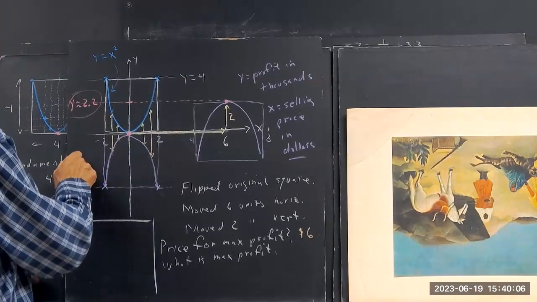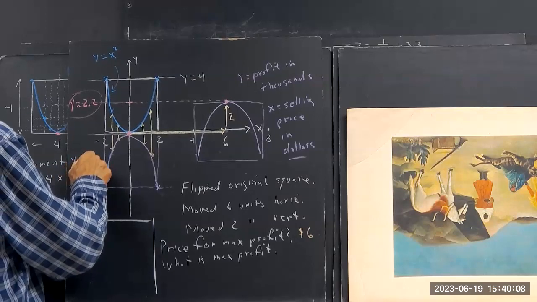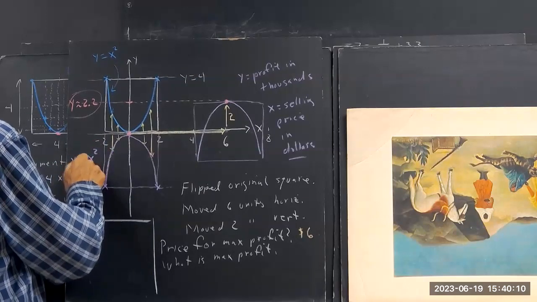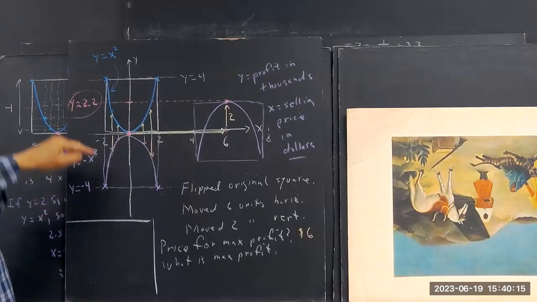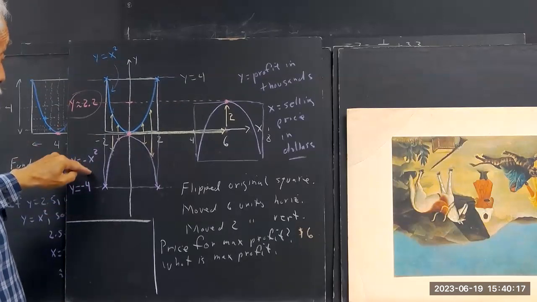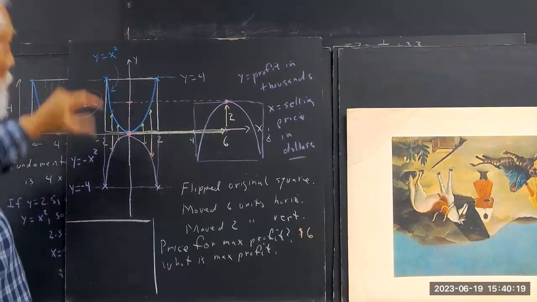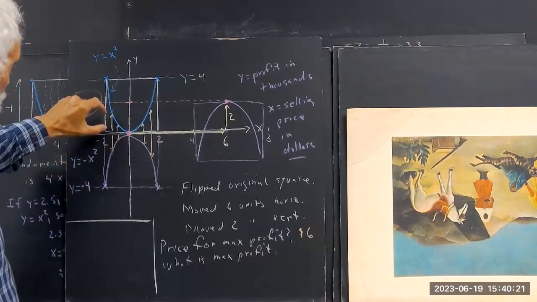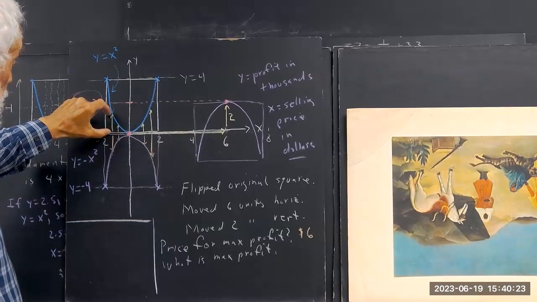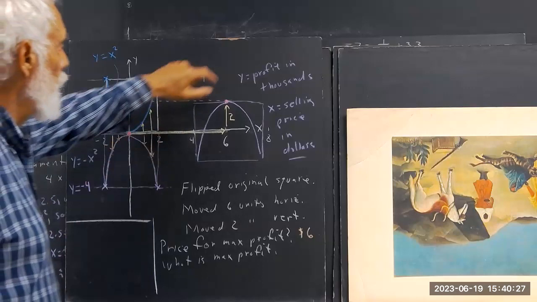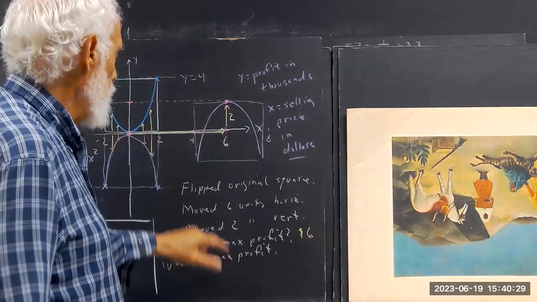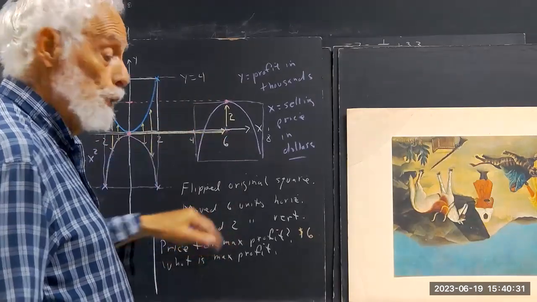Here, the equation would be y equals negative x squared, because all the y values up here become negative down here. So if y is equal to x squared up here, it's got to be equal to negative x squared down here when we flip the graph. There's the value of x squared. There's a value of negative x squared. Over here, we've moved this thing over 6 units horizontally and 2 units vertically.